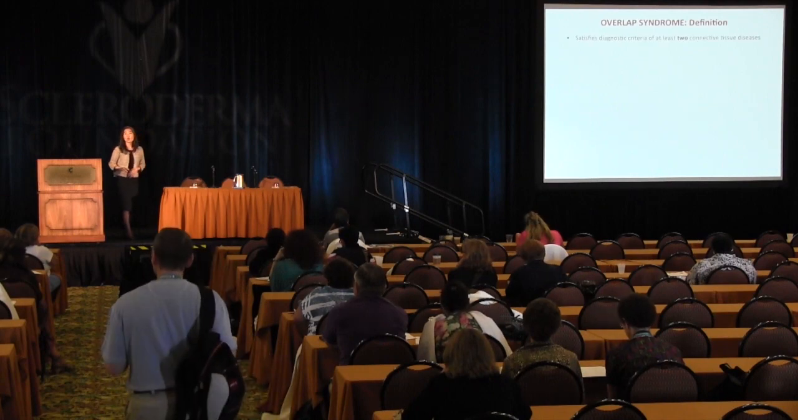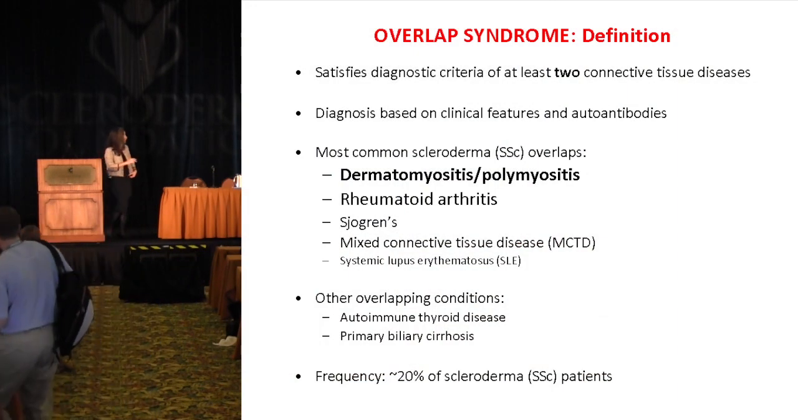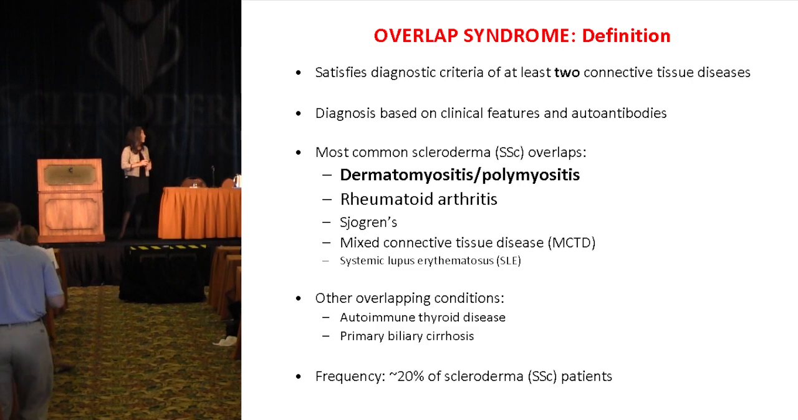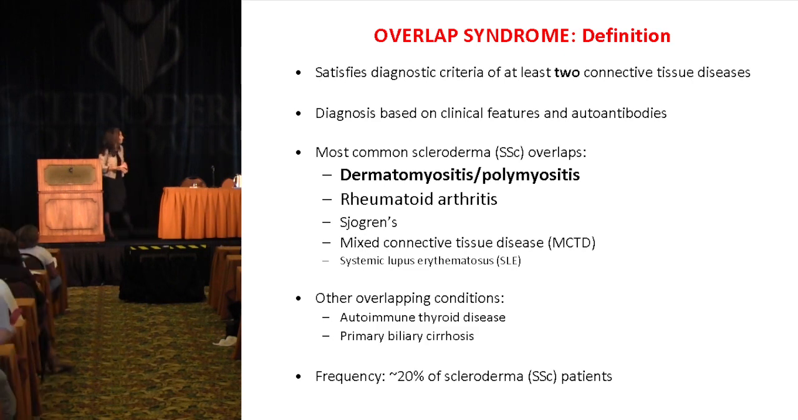So what's the definition of an overlap syndrome? That's why we're here today. So an overlap syndrome satisfies the diagnostic criteria of at least 2 different connective tissue diseases. The diagnosis is based on clinical features, which we're going to talk about, as well as autoantibodies. And the most common overlaps that we see in scleroderma are the inflammatory myositis. This is inflammation of the muscle, either in the form of dermatomyositis or polymyositis, rheumatoid arthritis, Sjogren's, mixed connective tissue disease, and lupus. So those are the main ones.